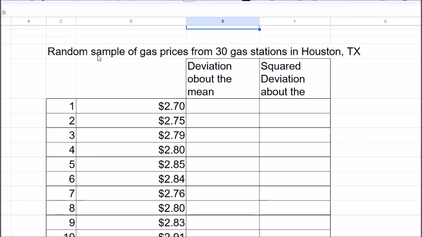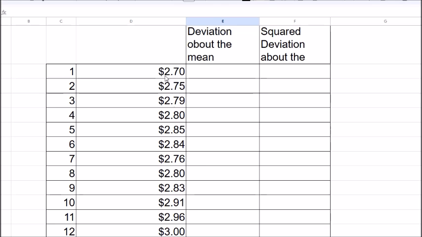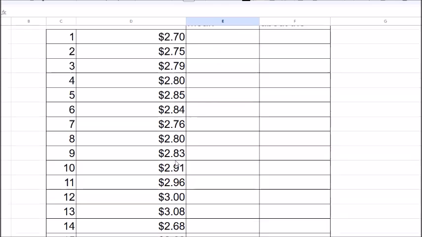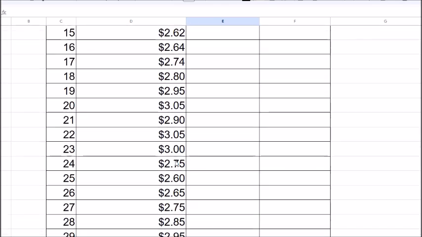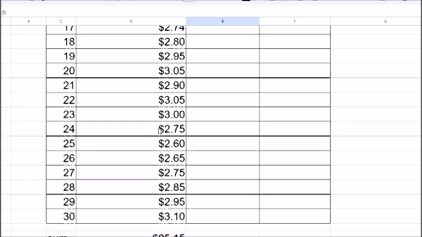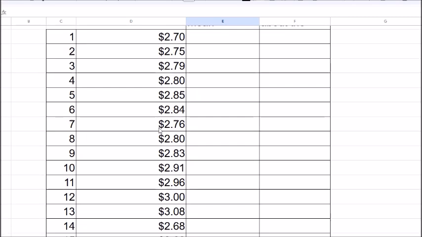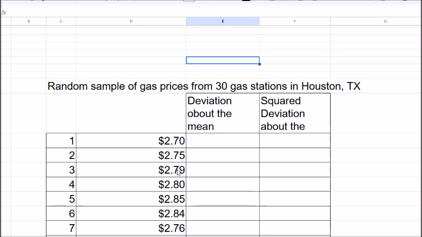So here I have a random sample of gas prices from 30 gas stations in Houston, Texas. Here this is the price per gallon. And what we want to do is find the sample variance of this sample data.